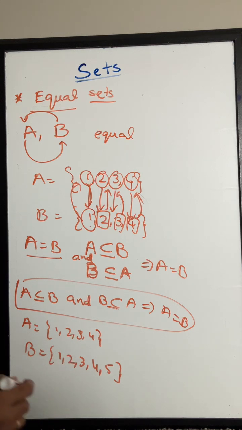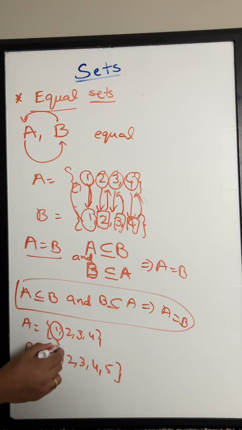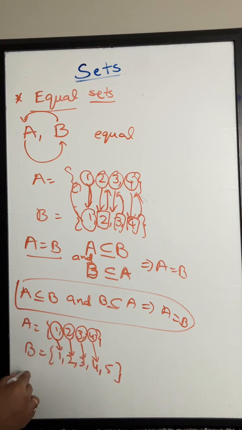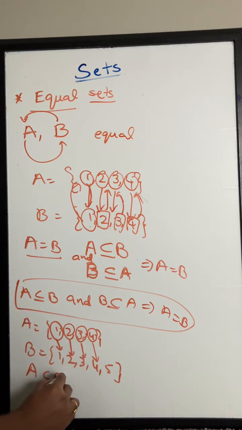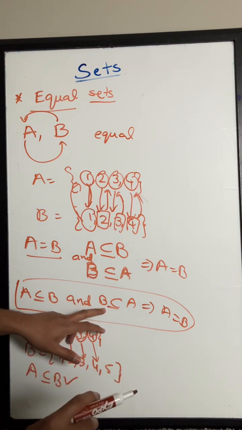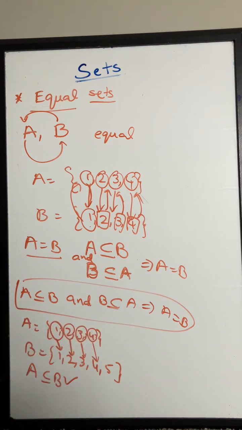Let's see. What is the definition? Every element of a should be present in b. 1 is here, 2 is here, 3 is here, 4 is here. Good job. A is a subset of b, every element of a is present in b. This is correct. It doesn't end there. It should also hold that every element of b should be there in a also.